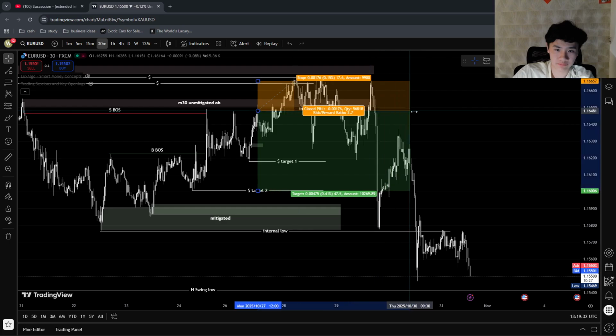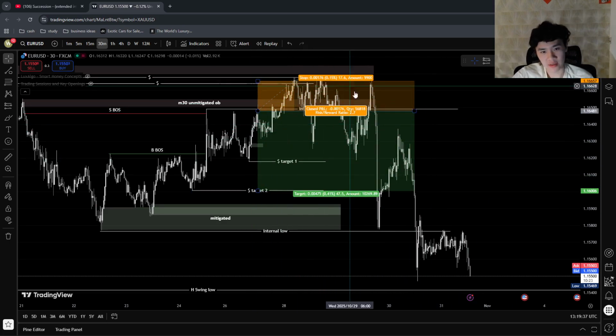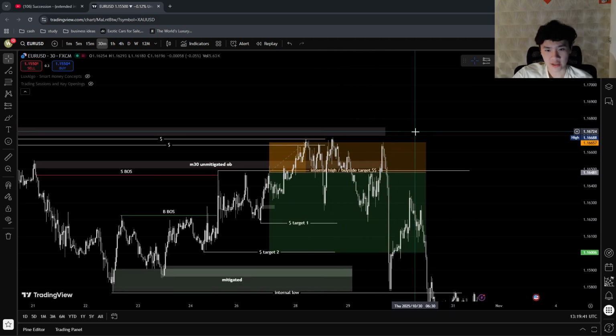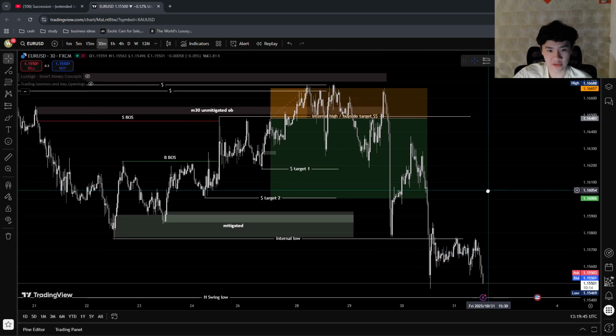But again, my analysis was right. It's just more zones, more liquidity to be swept, more to be taken out until the real push happens.